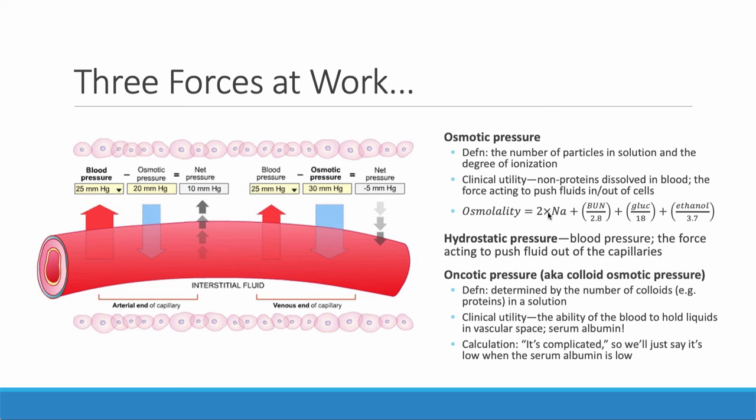In this case, when we calculate the serum osmolarity, we calculate it by this formula. 2 times the sodium. So this is a pretty important number, right? The sodium is hugely important. And then we add in the component of the BUN and the component of the glucose and the component of any alcohol and add that all up together and we get the serum osmolarity. The serum osmolarity is the force acting to push fluids in or out of cells. Okay? It's the force that acts to move fluid in or out of cells.